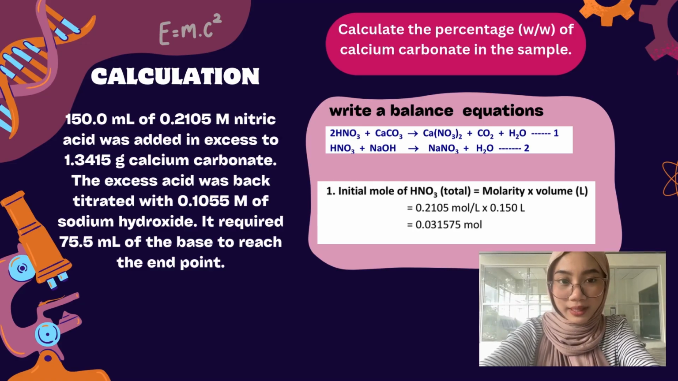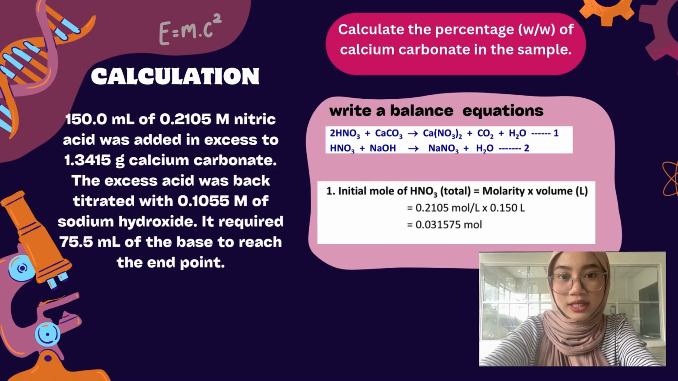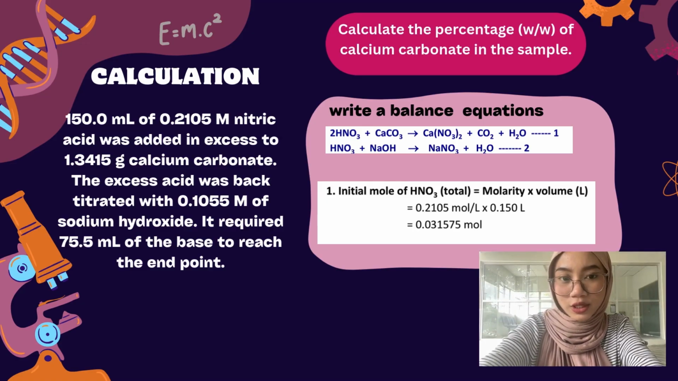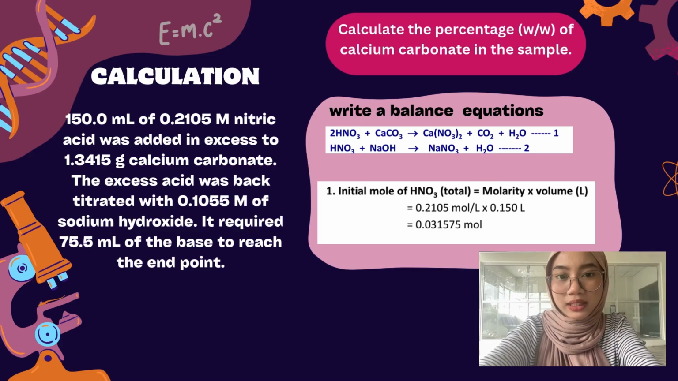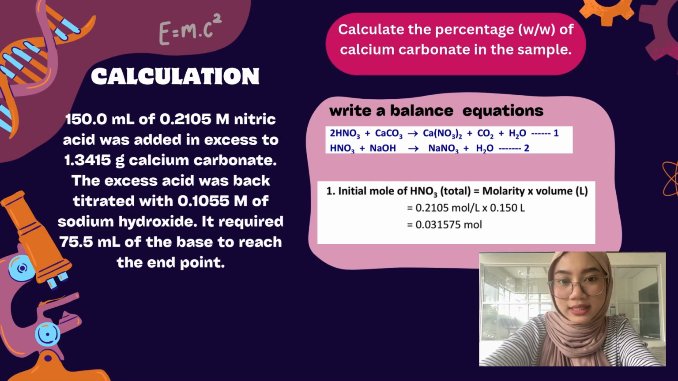And after the reaction was complete, the excess nitric acid was back titrated using 0.1055 M sodium hydroxide, and 75.5 mL of NaOH was required to reach the endpoint. Next, we write the balanced chemical equation. The first equation shows the reaction between calcium carbonate and nitric acid. The second equation shows the neutralization reaction between nitric acid and sodium hydroxide.